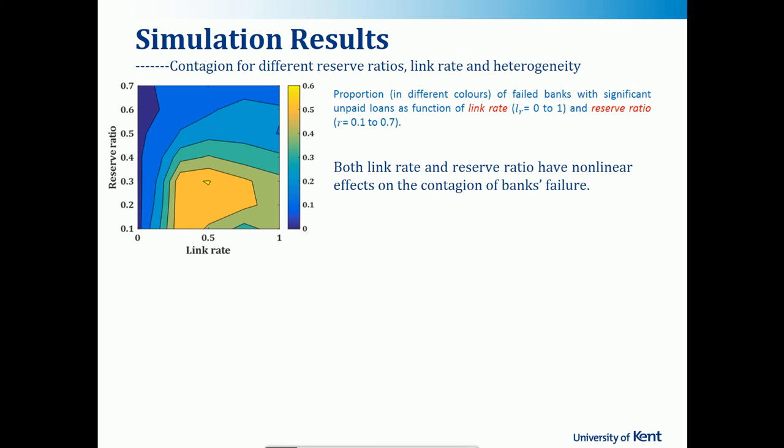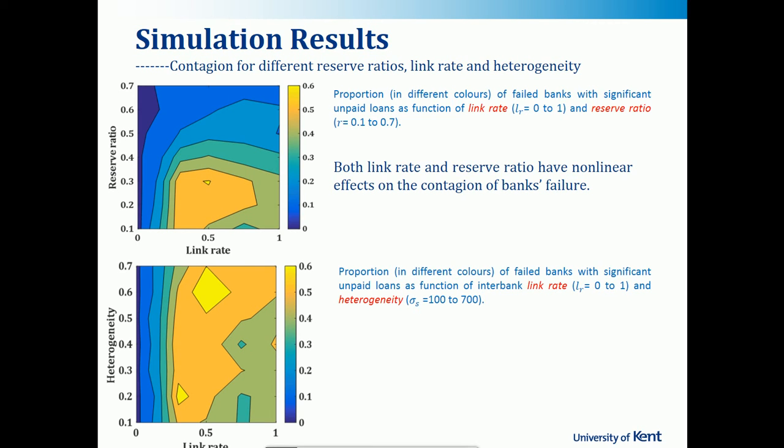From this figure, we can see both link rate and reserve ratio have a non-linear effect on the contagion of banks' failure. The second figure shows the contagion in heterogeneous banks as a function of link rate and heterogeneity. We can see the heterogeneity increases the contagion when link rate gets higher.